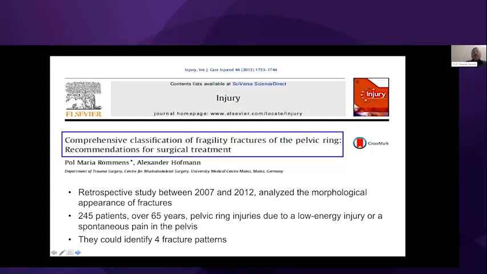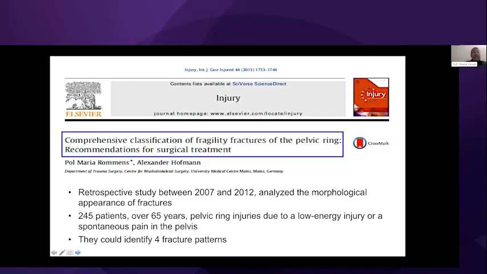Do we need a classification for fragility fractures of the pelvic ring? And the answer is yes. As we have different injury patterns, we also need a comprehensive classification of fragility fractures. Thanks to Professor Rommens and his group, they described this classification for fragility fractures of the pelvis.